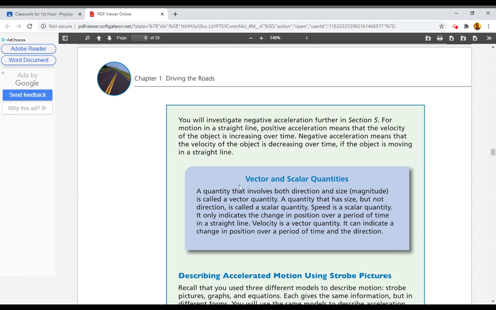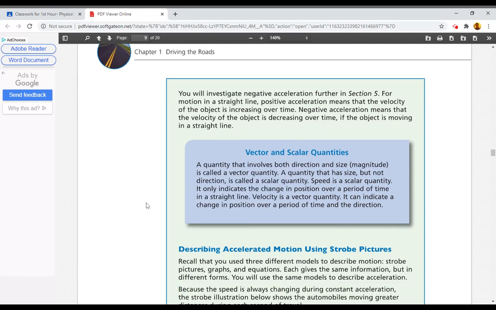Vector and scalar quantities. A quantity that involves both direction and size, magnitude, is called a vector quantity. A quantity that has size but not direction is called a scalar quantity. Speed is a scalar quantity. It only indicates the change in position over a period of time in a straight line. Velocity is a vector quantity. It can indicate a change in position over a period of time and the direction.